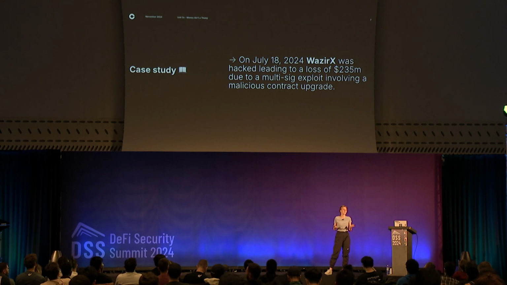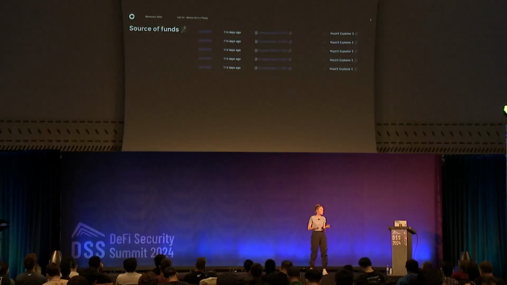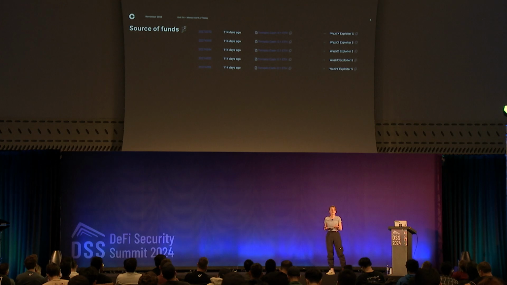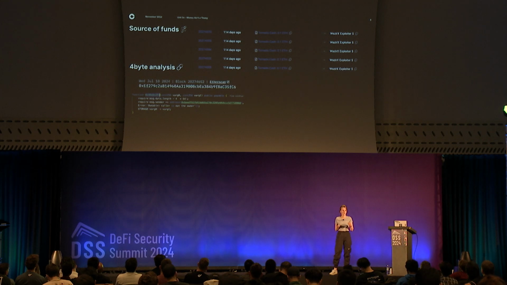So we know that earlier this year, WazirX was hacked for about $240 million. And this was due to a multi-sig exploit involving a malicious contract upgrade, right? Now, we know the source of funds for the particular attacker who was doing that contract upgrade. Those originated from Tornado Cash. Classic. But if we were to do 4-byte analysis on this particular attacker and the initial contract that they deployed, we'd see that they're using this specific 4-byte in that contract.